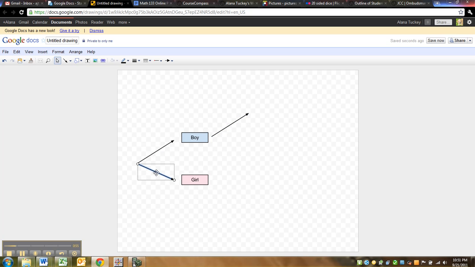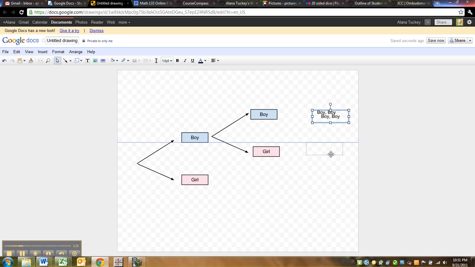Hold on, drawing my pictures here. Okay, then the second kid could be a boy again, or could be a girl, right? So what are the options so far? So far we have boy, boy. That's an option. Then we have boy, girl is another option. And by the way, they abbreviate that all the time, BG, BB.